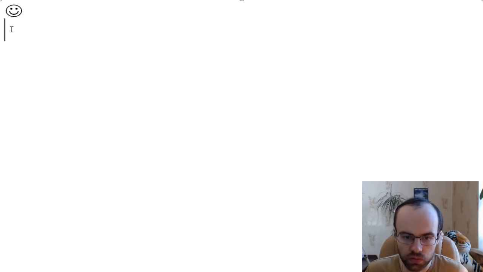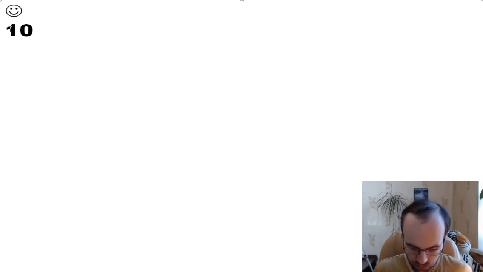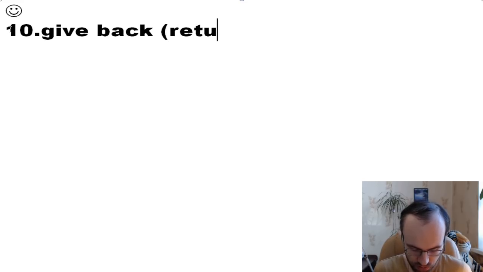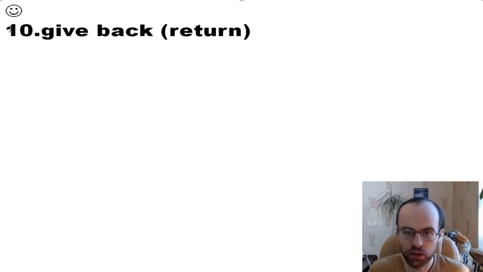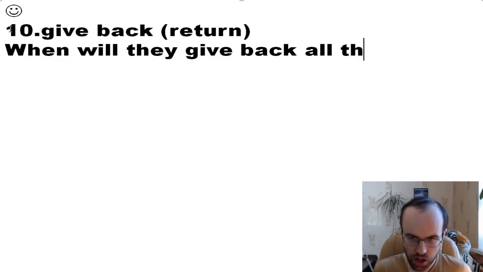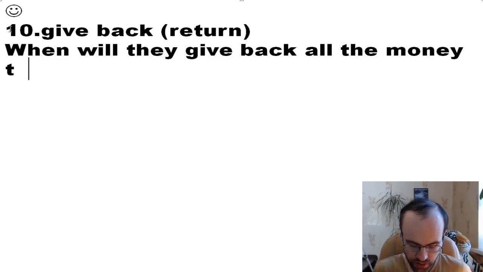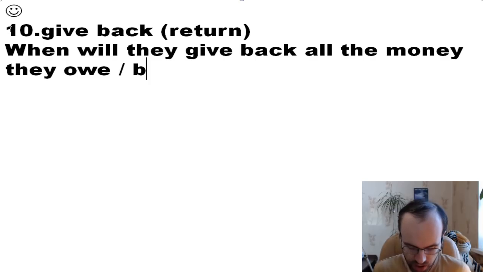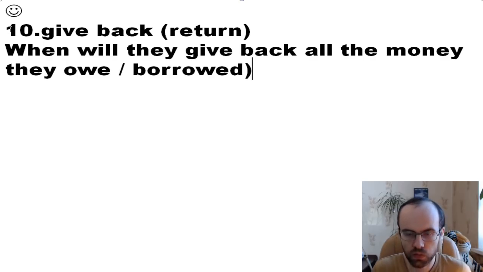Give back. Return. Give back, return. When will they give back all the money they owe? They owe, or maybe they borrowed.